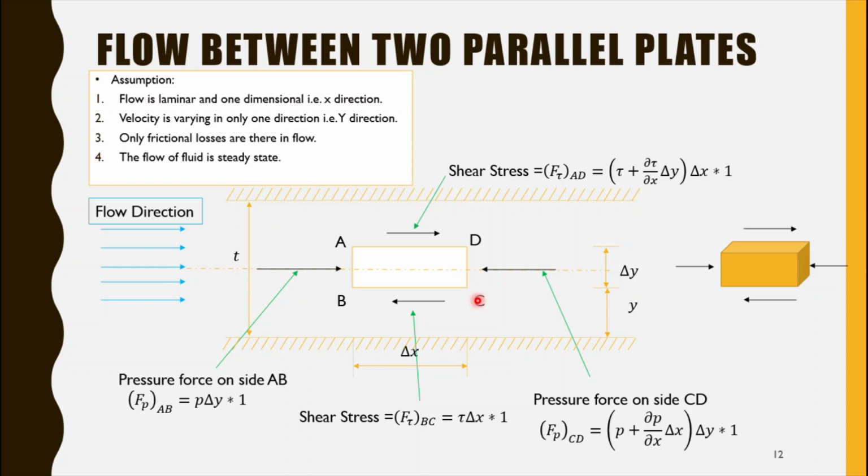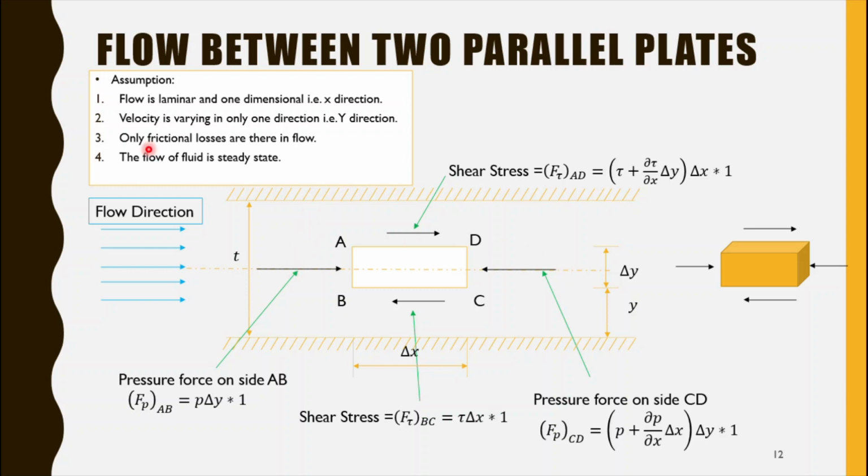So before taking a control volume, let's see what assumptions we are taking for the calculation. Our first assumption is that flow is laminar and one dimensional, that is, x direction. So flow is happening only in one direction, from this place to this place. Second, velocity is varying only in one direction, that is the y direction. There is no velocity variation from here to here or anywhere.